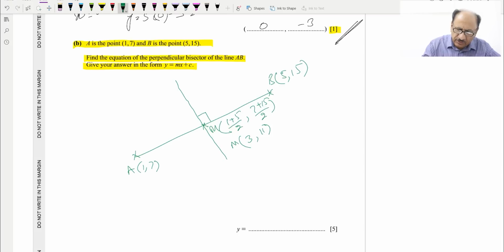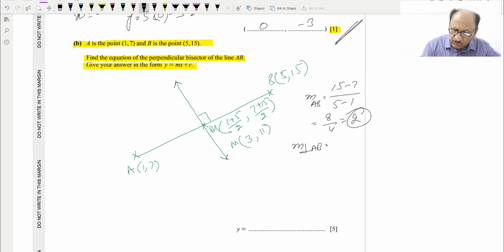Now we can find the gradient of AB. So the gradient of AB will be (y2 minus y1) over (x2 minus x1), and this will give us 8 over 4, which is equal to 2. So the gradient of AB is 2, so the gradient of the perpendicular to AB will be the reciprocal and change sign, which is minus 1 by 2.